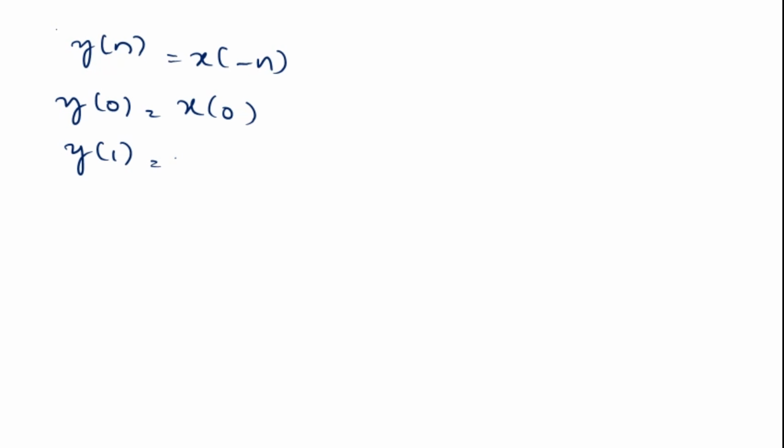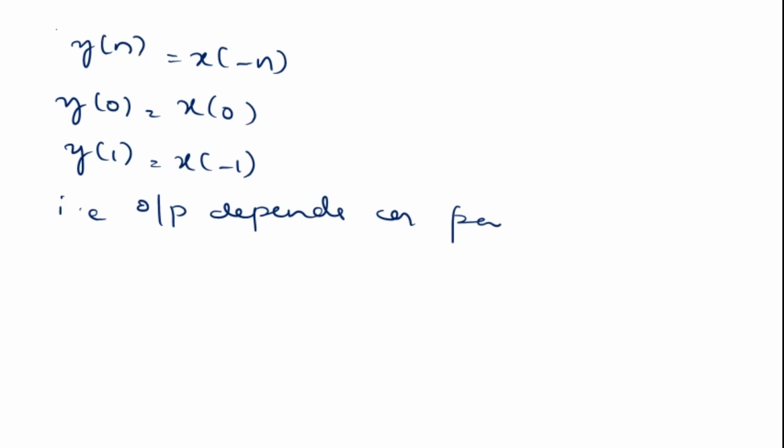Next, y of n is equal to x of minus n. Then changing the value of n, we will get y of 0 is equal to x of 0, y of 1 is equal to x of minus 1. That is, output depends on past values. Hence, the system has memory.